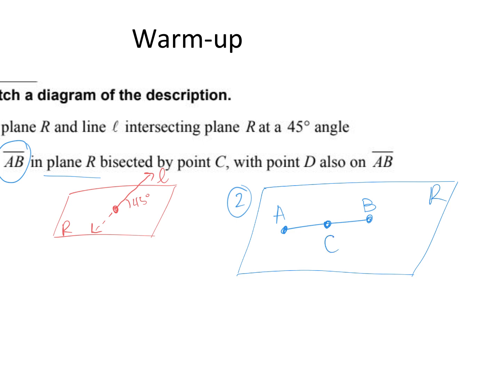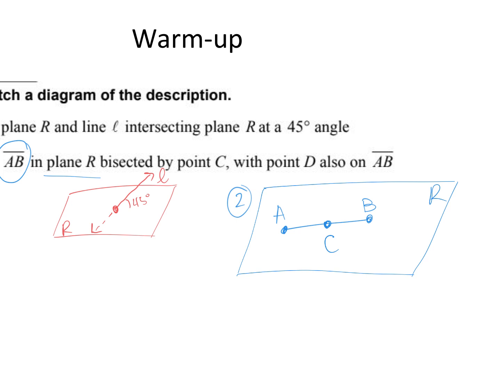With D also on AB. Does it matter where D goes? As long as it's where? Attached to C. It's on the line, but C has its own spot. First of all, I don't see a line, John. Wait, with point D, is it attached to C? No, it's not attached to C.